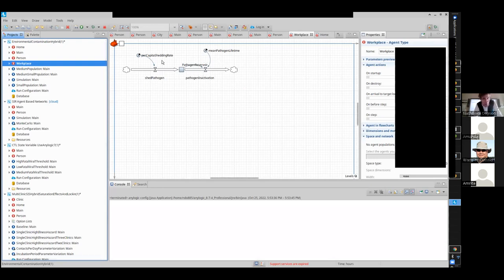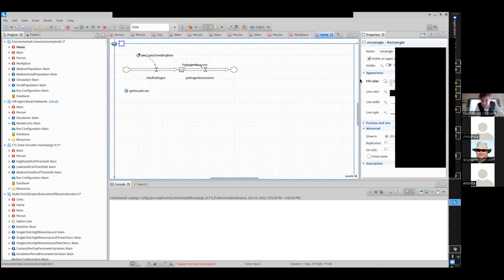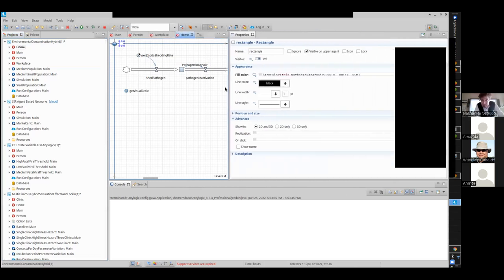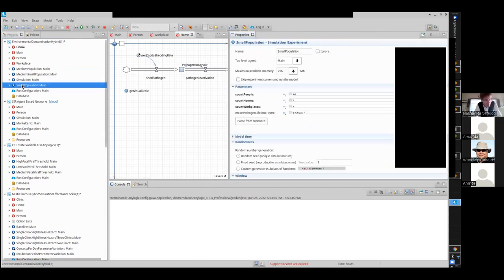So this is mean pathogen lifetime at workplaces and at homes. And we illustrate for workplaces with a little rectangle, and similarly for homes, the level of pathogen that's built up there, the size of the pathogen reservoir. Okay. So it'll be red. The redder it is, the more pathogen reservoir, the higher the level of the pathogen reservoir.